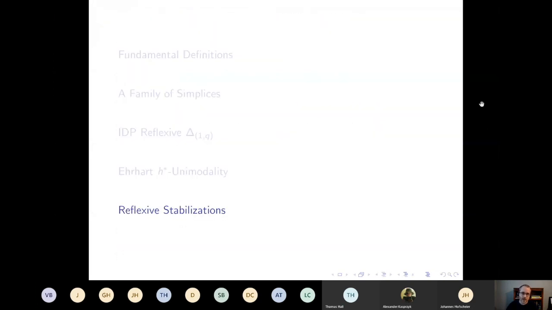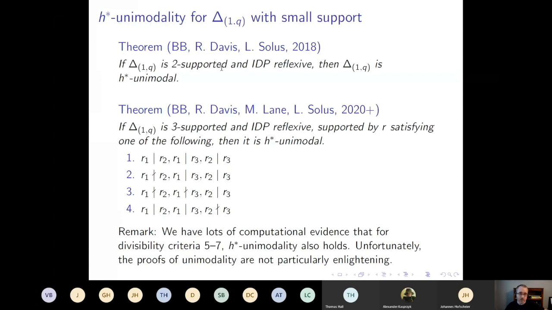So I can at least tell you what happens to the H-star unimodality with small support. I know I'm running short on time, so I'm going to just zip through this. If delta 1 Q is 2 supported and IDP reflexive, we know it's unimodal. If it's 3 supported and IDP reflexive, then, as I said, for the first 4 of those division criteria, corresponding to those first 4 of the R vectors made up with the x's on our list, we know it's H-star unimodal. We have lots of computational evidence that for the other IDP reflexives that are 3 supported, it holds too.